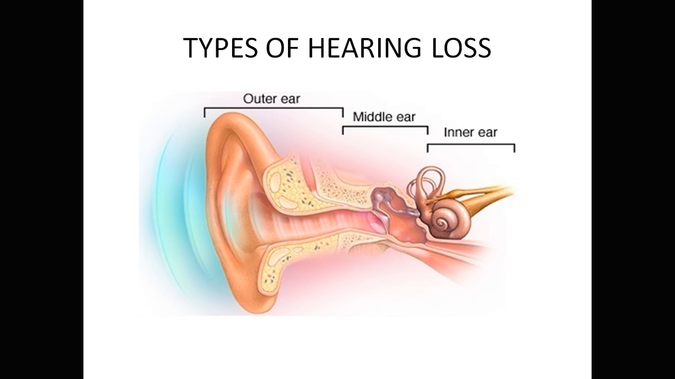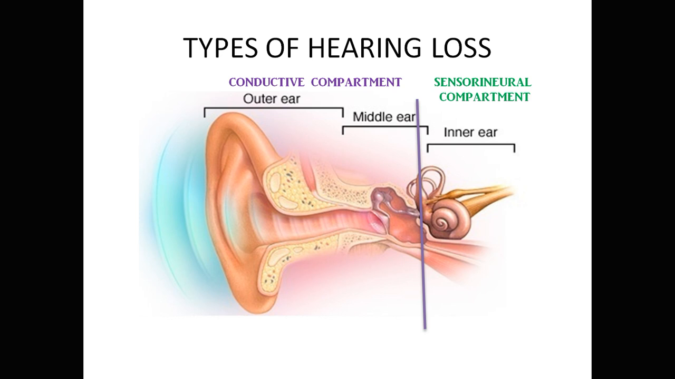Then we'll move on to the types of hearing loss. So to study about the types of hearing loss, we need to know the two compartments of the hearing. The first compartment is the conductive compartment, that is the outer and middle ear. Then the sensorineural compartment, that is your inner ear and the acoustic nerve, statoacoustic nerve, the eighth nerve.